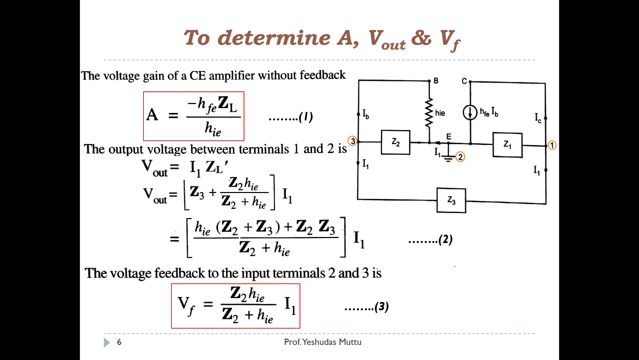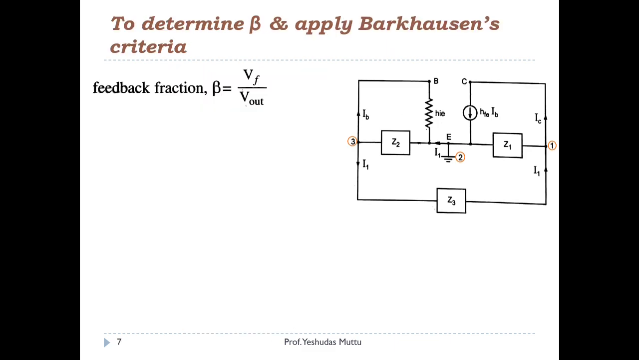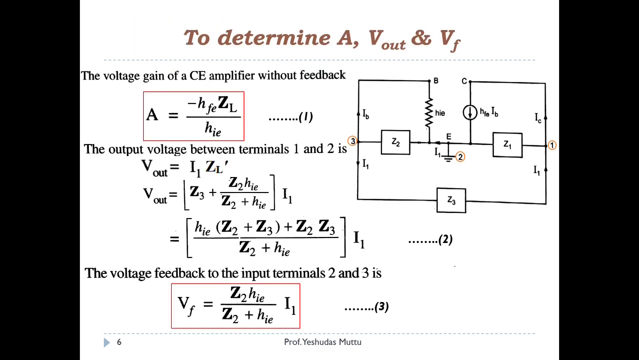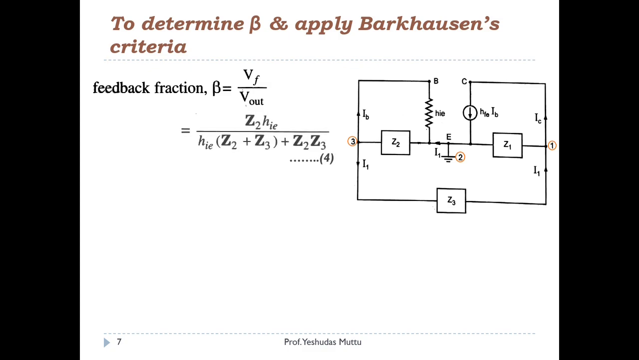Now what I need to do is that with V out and Vf, I am supposed to find beta, and beta is Vf by V out. This we had seen earlier also. So Vf upon V out. If I divide these two, this Z2 plus HIE is going to get cancelled, and I1 is also going to get cancelled, and finally I'll get this particular expression. Fine. So I'm going to number this as equation 4.